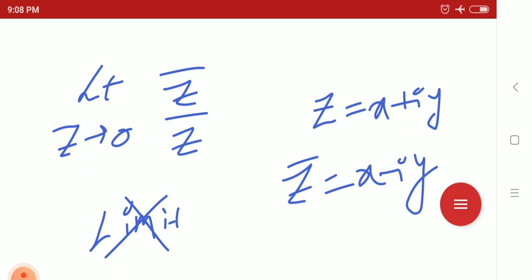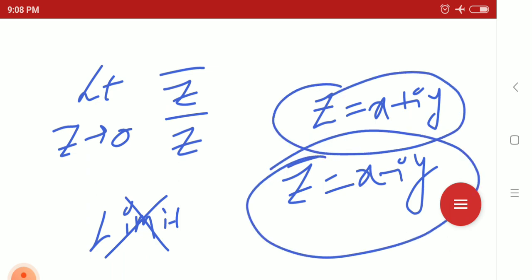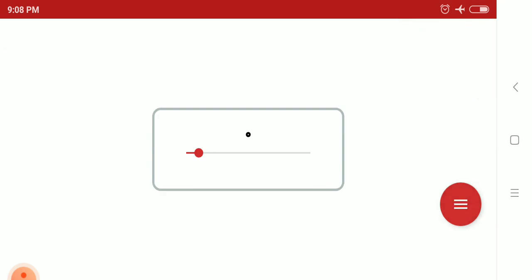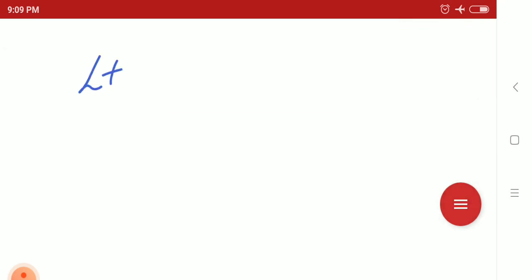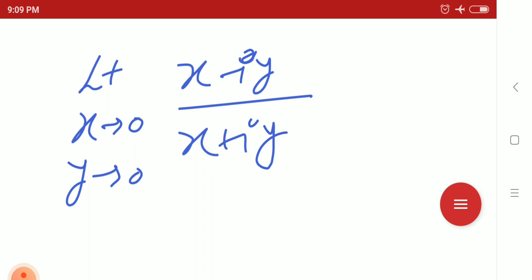So let's start doing this. Take z equals x plus iota y and z bar equals x minus iota y. Converting z to x and y, we get the limit as x tends to 0, y tends to 0, of x minus iota y divided by x plus iota y.